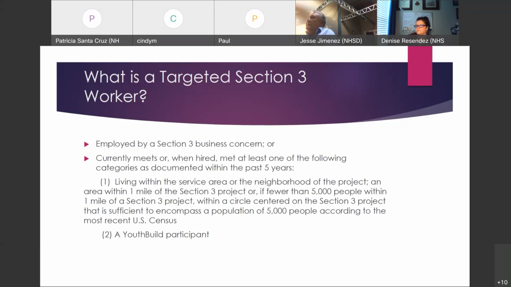And that would be like 1 mile from the Section 3 project, unless there are fewer than 5,000 people living within that mile radius. Then we would look at a circle centered on the project until we expand it out to encompass a population of 5,000. So that's a key factor there. And also it could be someone that is a YouthBuild participant. So those are the criteria for a targeted Section 3 worker.